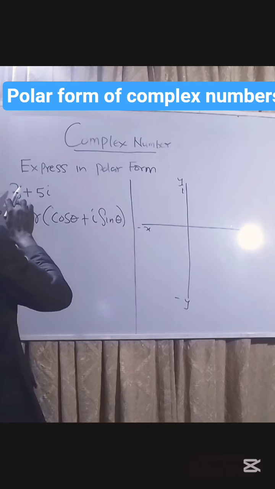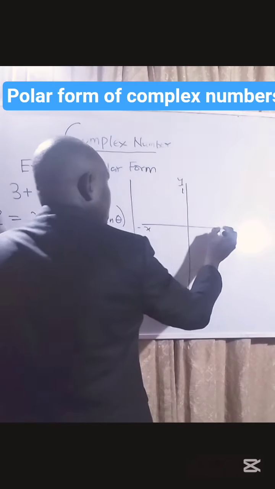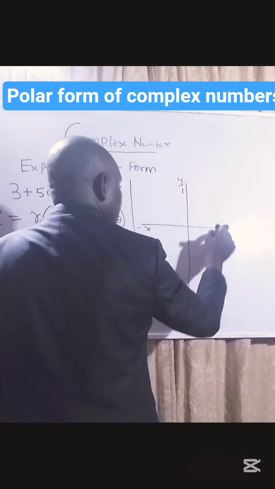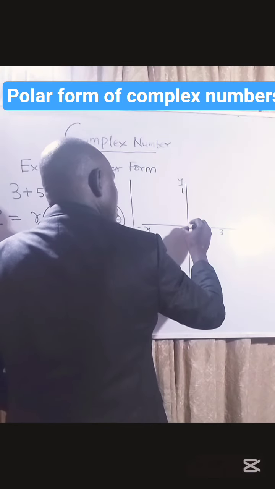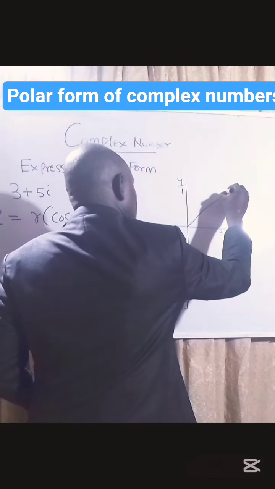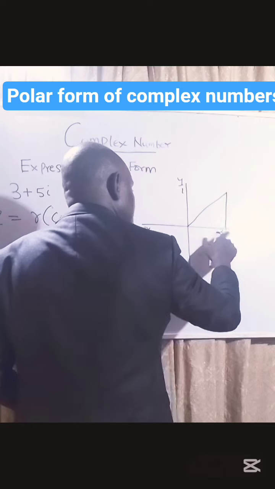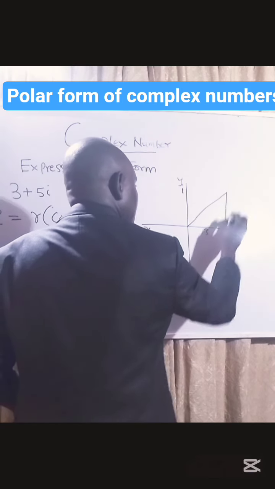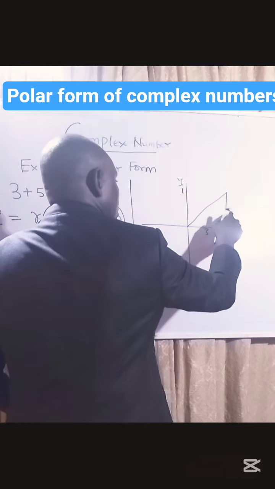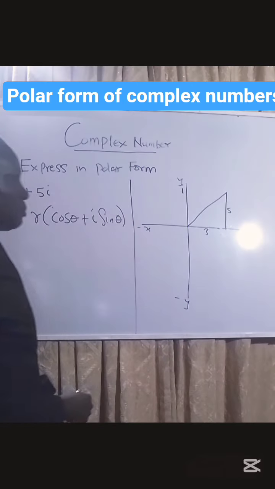Now, if this has a magnitude of 3, it means that the x value is 3, okay? Then the y value is 5. So if I draw a line from this intersection point to this point, I can say here, this length is 3, okay? And here is what? 5, because 5 is the imaginary part.